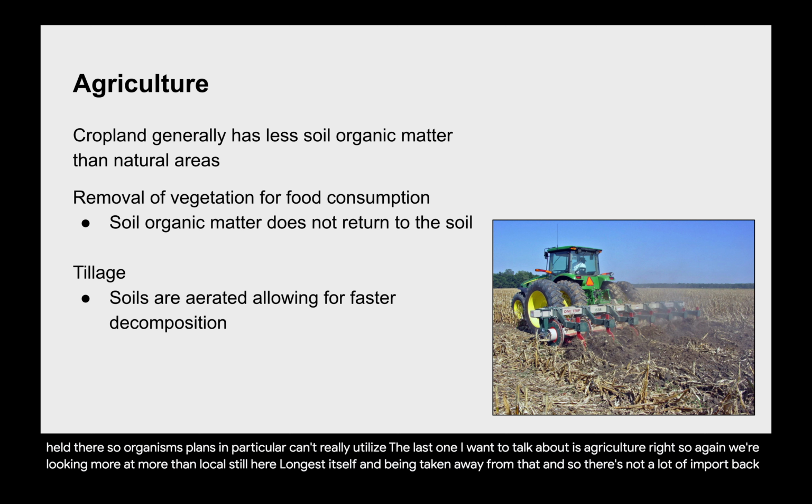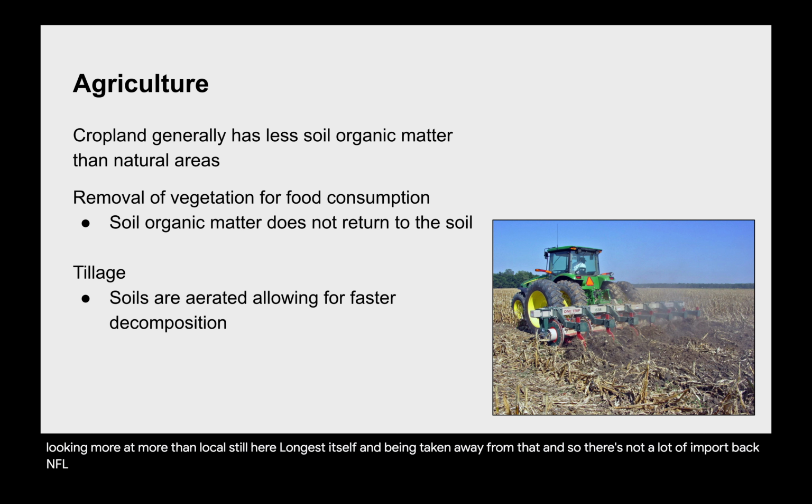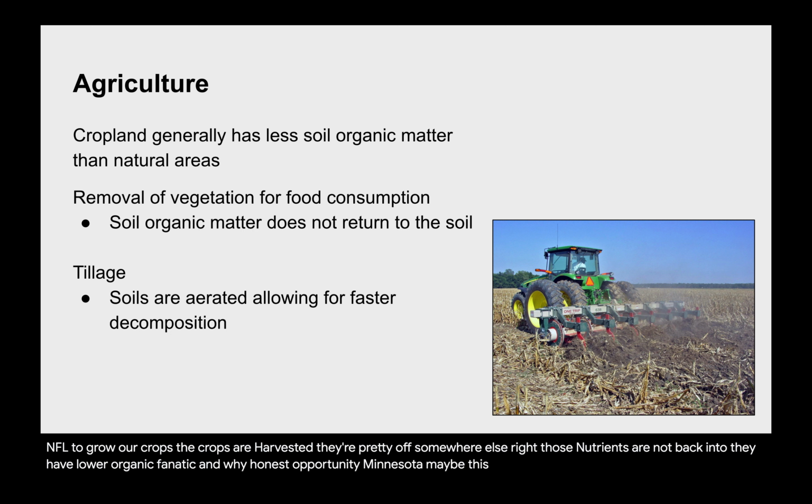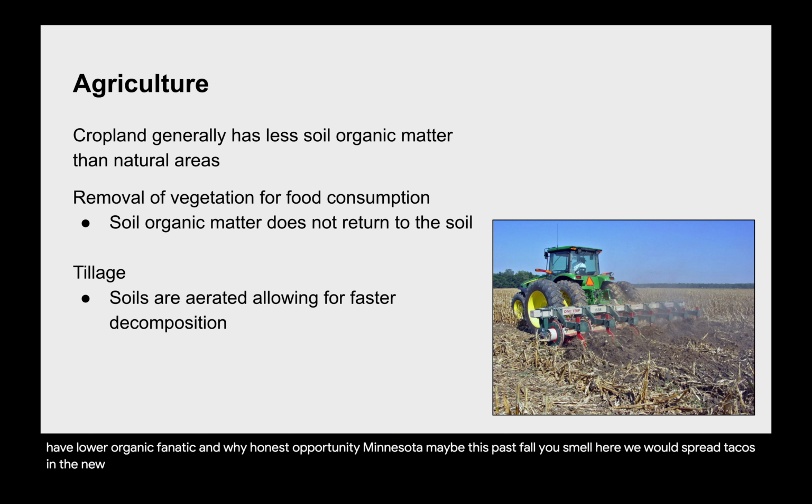Now we're using those nutrients in the soil to grow our crops. The crops are harvested, they're carried off somewhere else. Those nutrients are not going back into the soil. So they have lower organic matter. Which is often why, especially in Minnesota, maybe this past fall, you smelled it in the air. We would spread compost and manure onto these fields to give it more organic matter because we have taken so much away.